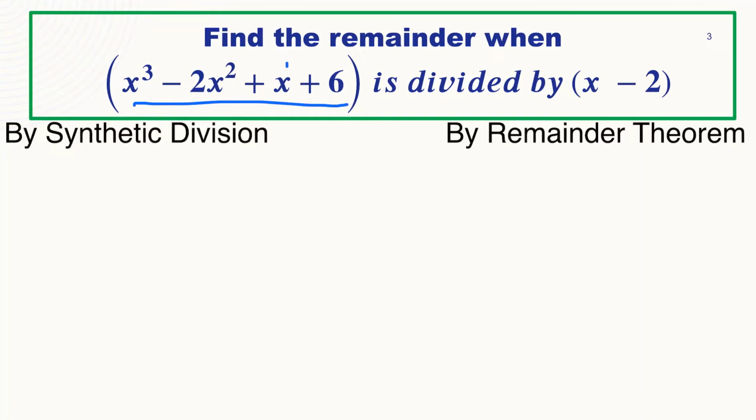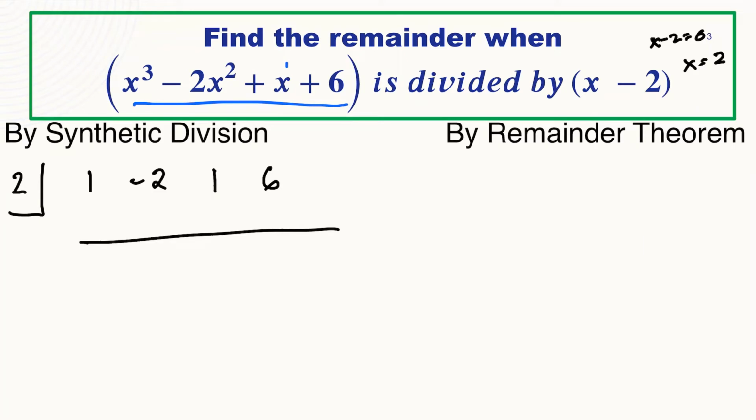For x cubed, the numerical coefficient is 1. For negative 2x squared, the numerical coefficient is negative 2. For x it is simply 1, and we have the constant 6. If we equate x minus 2 equals 0, that will give us x equals 2. So we're going to have 2 here as our divisor. Now we are going to bring down the 1 here. So that will give you 1.